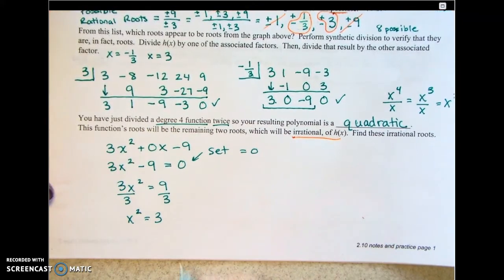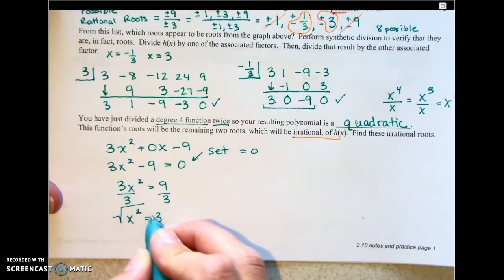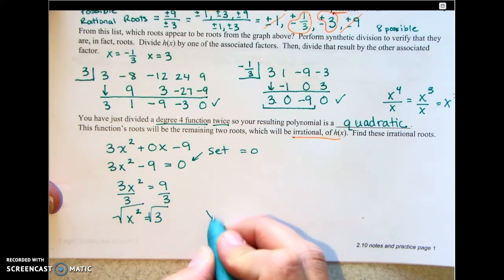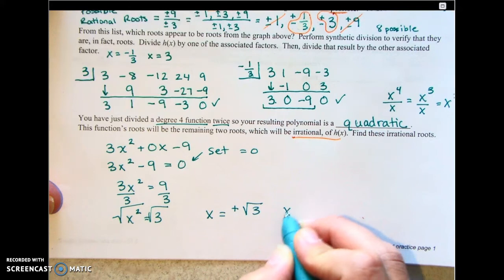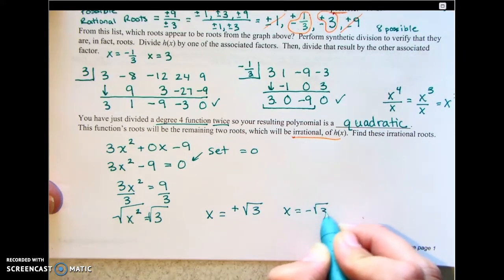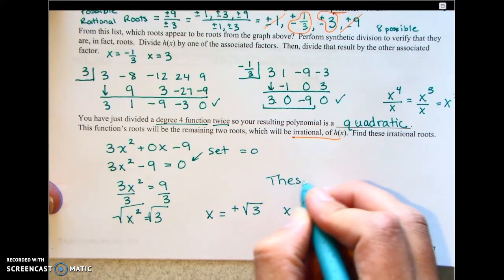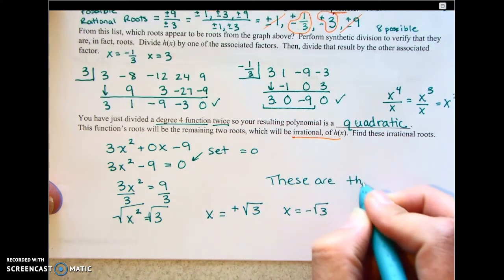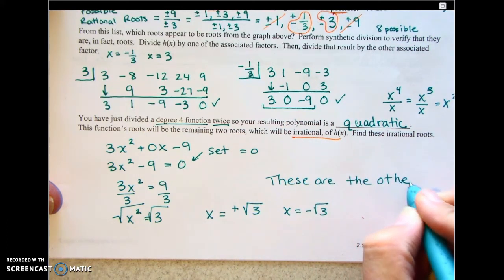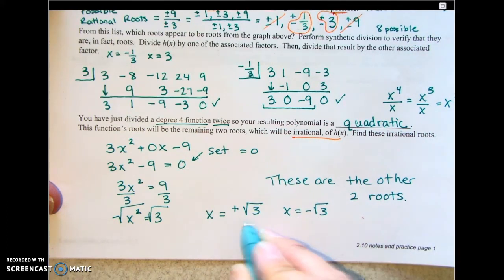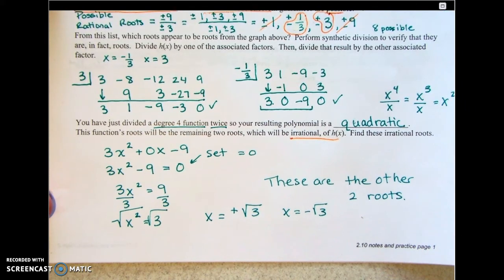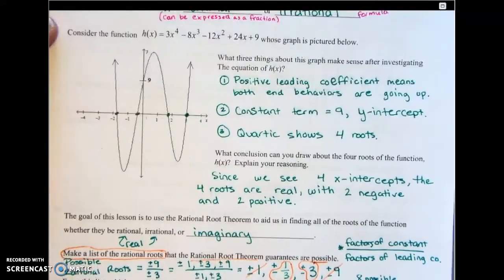And what's the inverse of x squared? Square root, right? But what happens when we take a square root? We're going to have a positive answer and a negative answer. Okay? These are the other two roots. And because they're the square root of 3, they are irrational. Irrational. Okay, let's look at the graph.